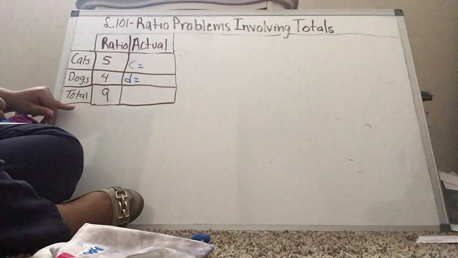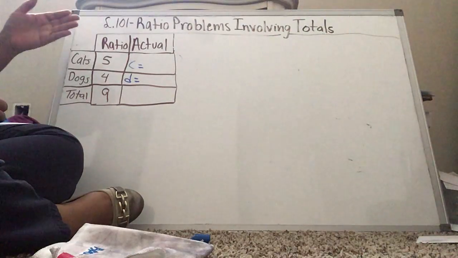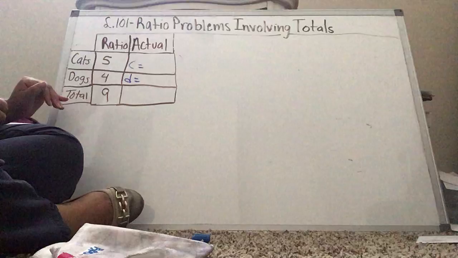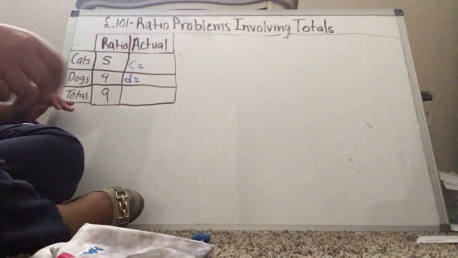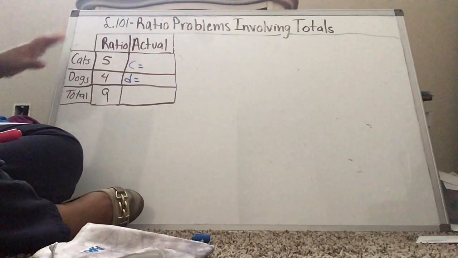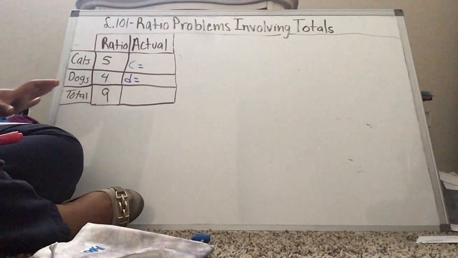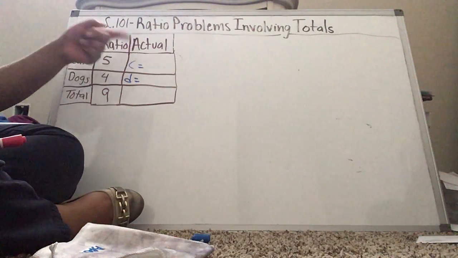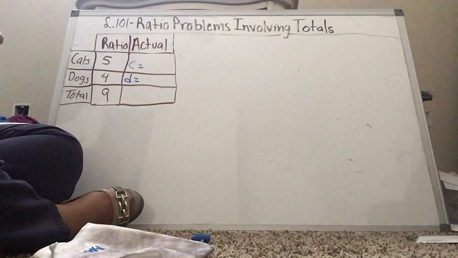The only new thing we've added is the total, and that's just another section onto the ratio tables, which we've been making all semester. So today you are going to be using your knowledge of how to make a ratio table, setting up a proportion, and then cross multiplying to find the unknowns.